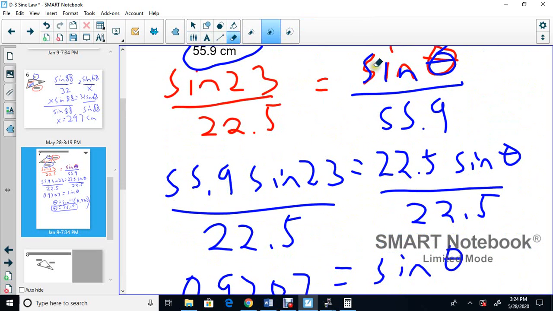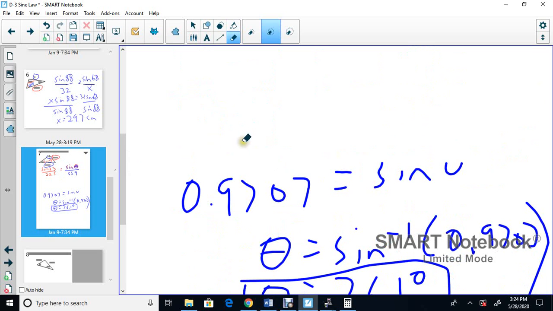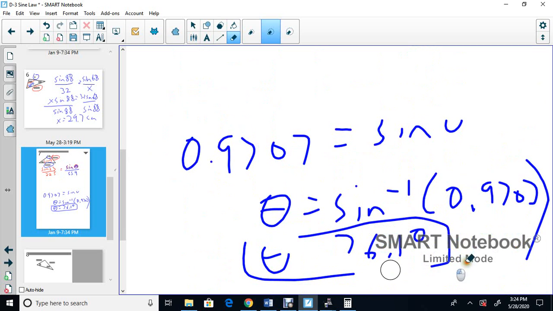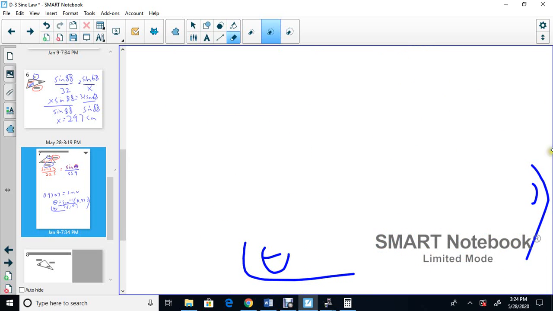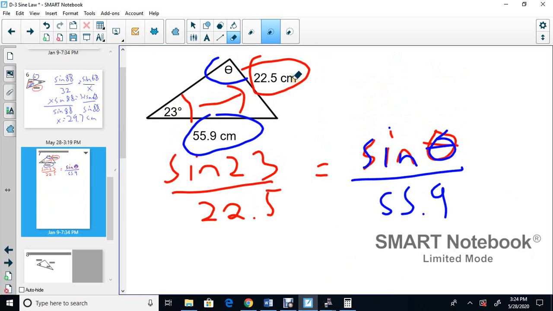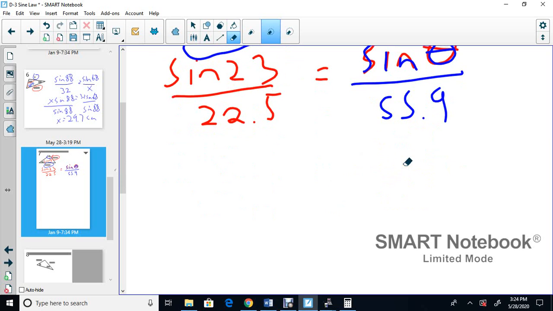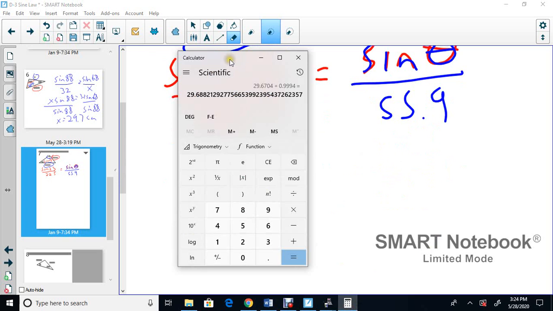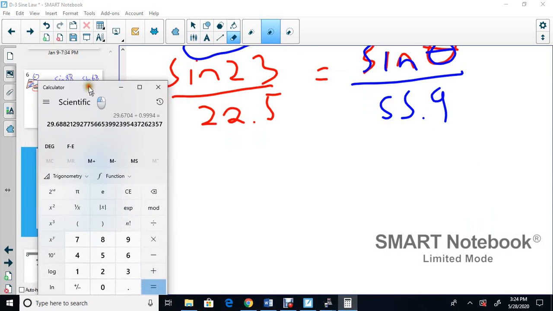So I'm going to erase all of this stuff, and I'll erase all this down here. Let's do a circle, and I'm going to do this question again a second time, but this time I'm going to use the other calculator and put numbers in. Some people prefer numbers. So they set this up. They go sine of 23 over 22.5, sine of theta over 55.9. And on this line, they just go to their calculator right away because they don't like the sines or those letters.